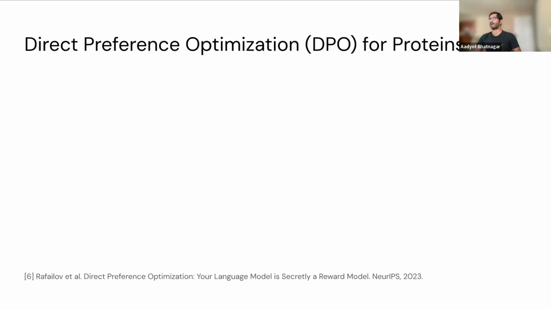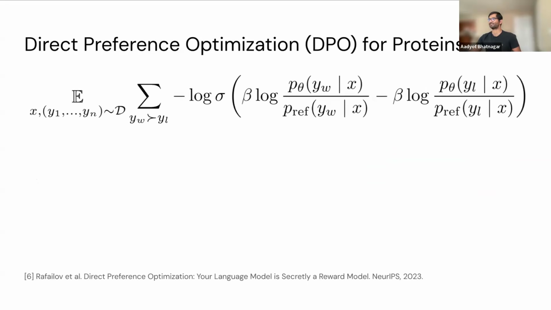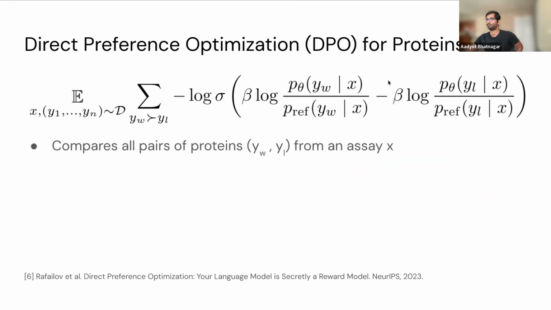So to formalize how we do this sort of alignment, we're using a variant of direct preference optimization, or DPO. I promise this is the only math on the slide, but let's go through it bit by bit. In this notation, we have an assay X, and then you have a bunch of proteins in that assay, which are denoted Y1 through YN. What you do is you consider all pairs of proteins, YW and YL. Here YW stands for Y winner and YL stands for Y loser. The idea is you take all pairs where YW is better than YL, according to your assay.